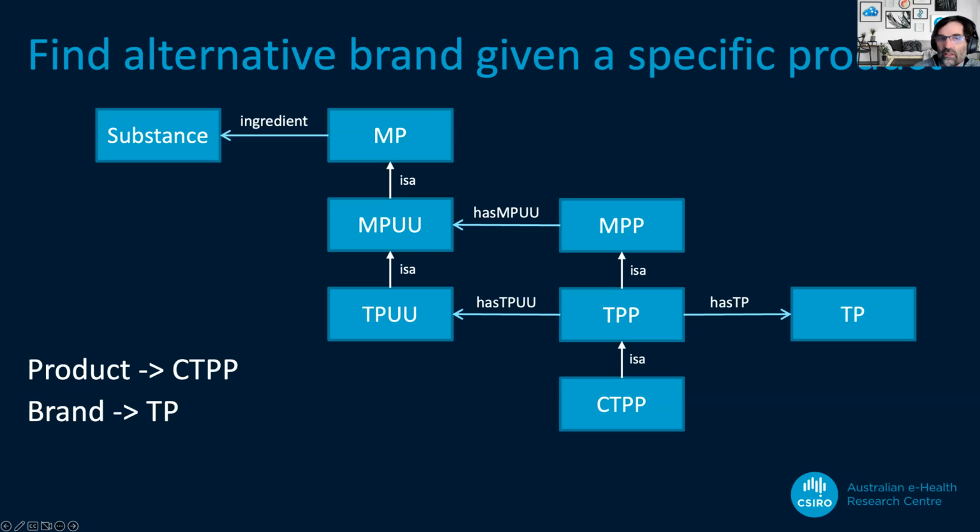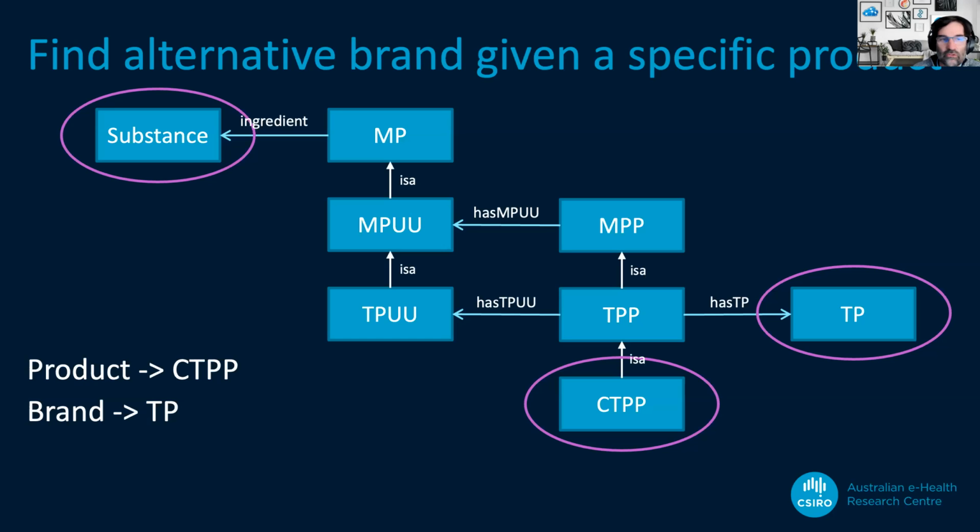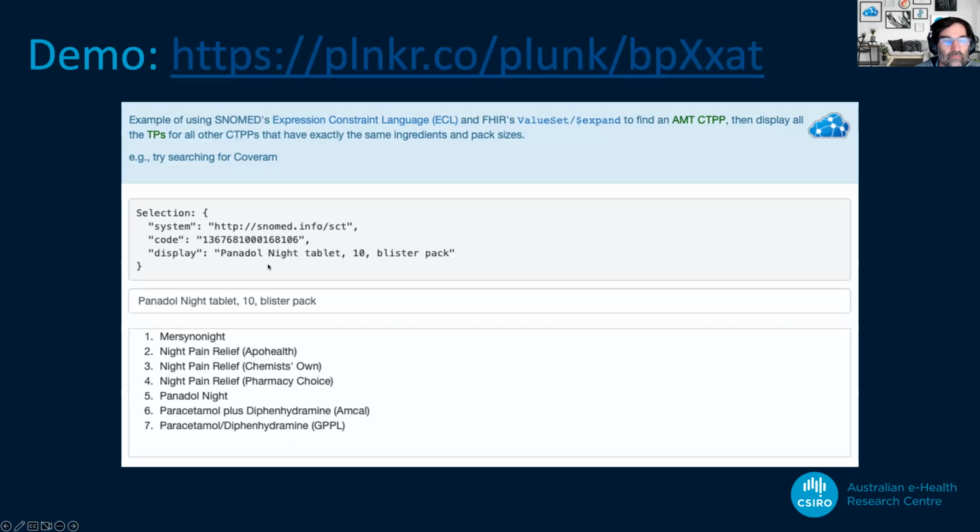And so what we did was we walked through how to go from the container trade product to find the trade product or the brands, constraining that to having just the set of substances of the original thing. And if you follow this link, and it will be available in the slides that are shared after this session, you'll get a little interactive demo of searching for a product and getting back the corresponding alternate brands.